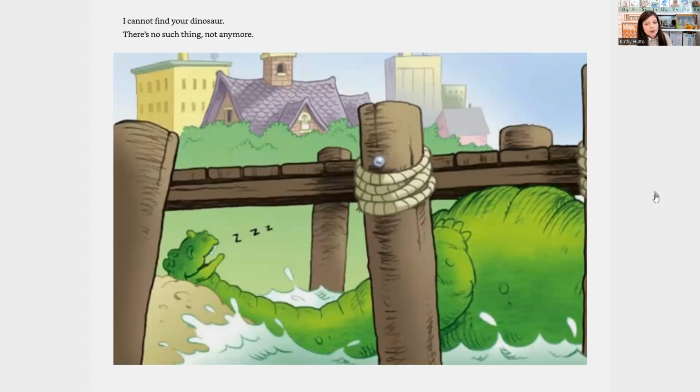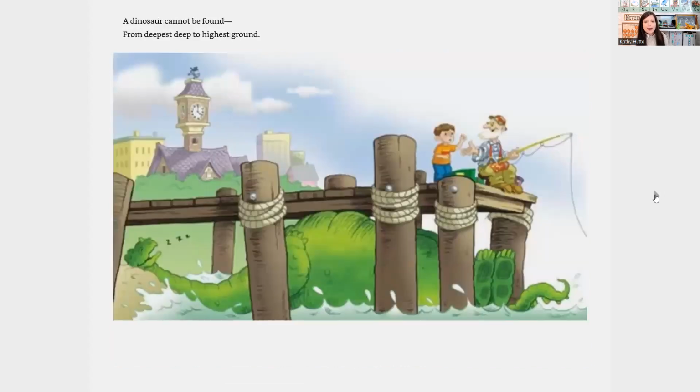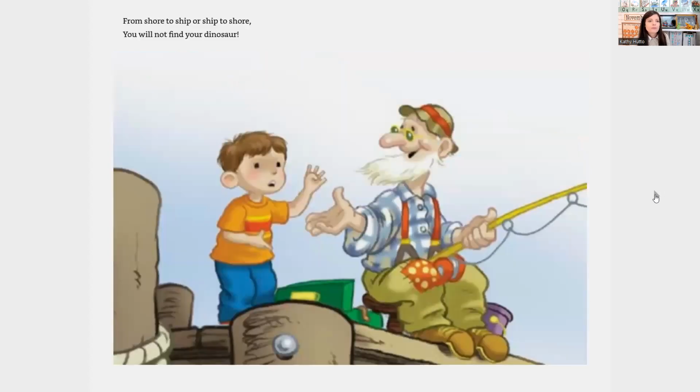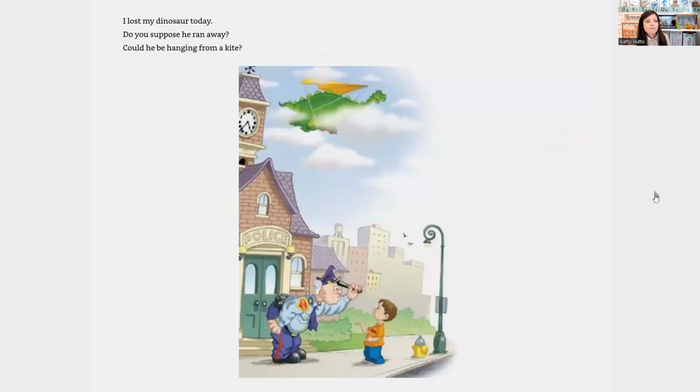I cannot find your dinosaur. There's no such thing, not anymore. A dinosaur cannot be found from deepest deep to highest ground, from shore to ship or ship to shore. You will not find your dinosaur.